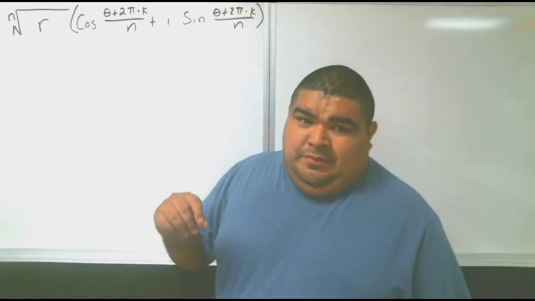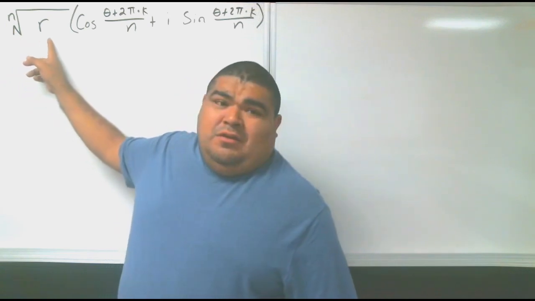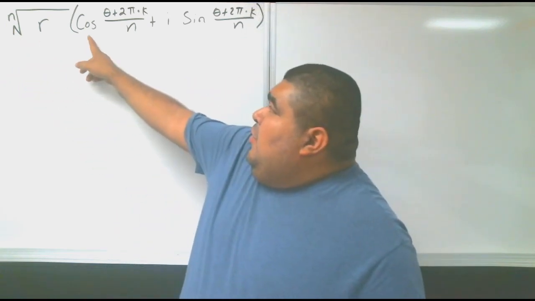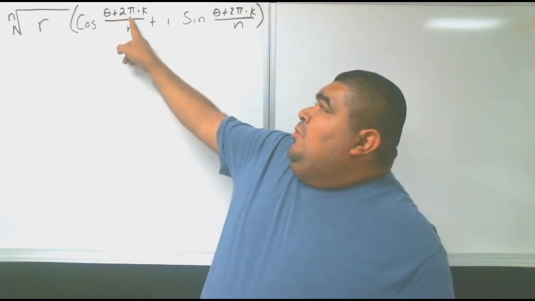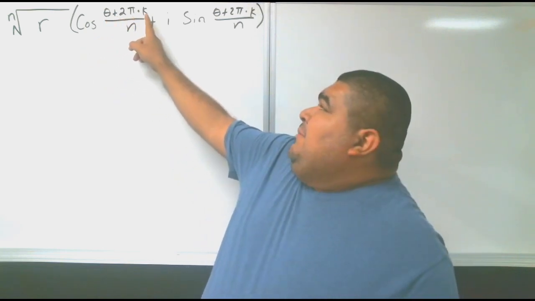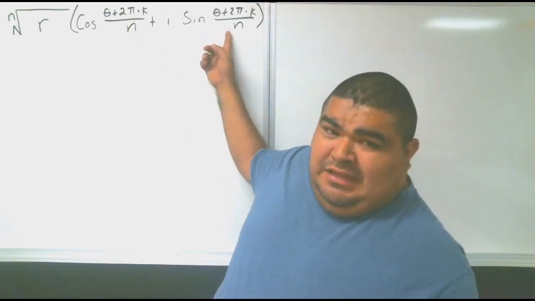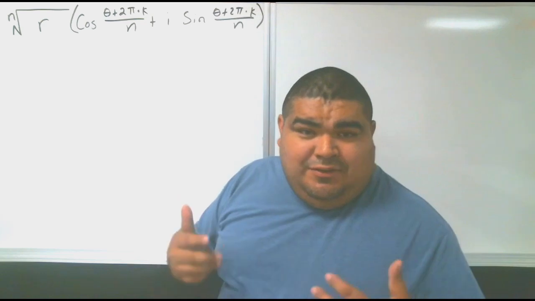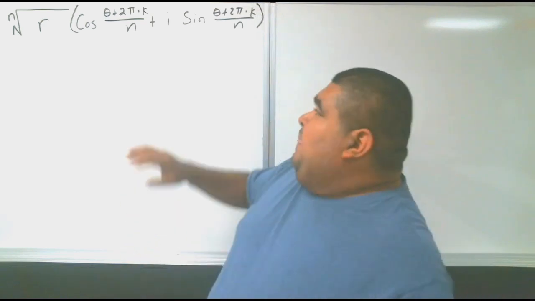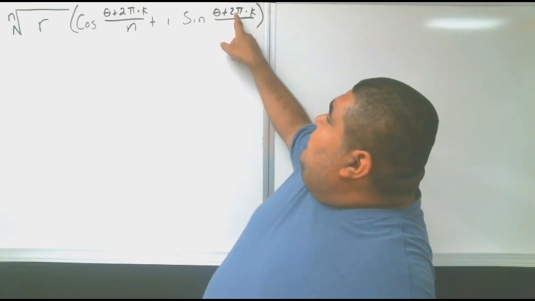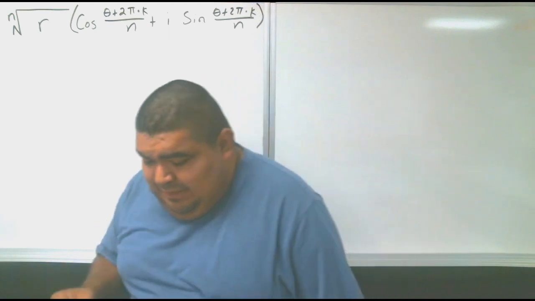Today's equation is the n-th root of r, parentheses cosine of theta plus 2 pi times k over n, plus i sine of the same, because remember, cosine and sine are always the same. If not, then the equation doesn't work. It has to be the same. So theta plus 2 pi times k over n.